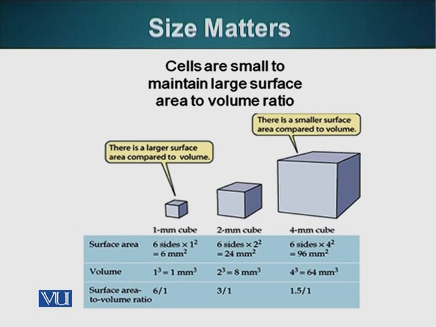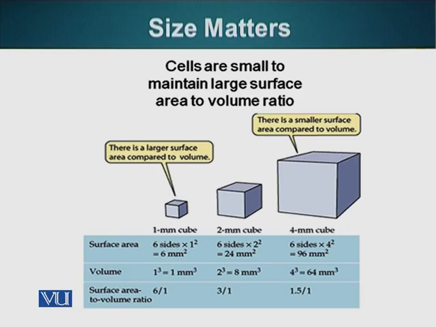So let's look at the general formula. We get the surface area of a cube by adding the area of 6 sides of the cube. So if a cube is 1 millimeter in each dimension, the surface area of this cube will be 6 square millimeters. Whereas if we calculate the volume of this cube, it will be 1 cubed, which is also 1. So the surface area to volume ratio is 6:1.